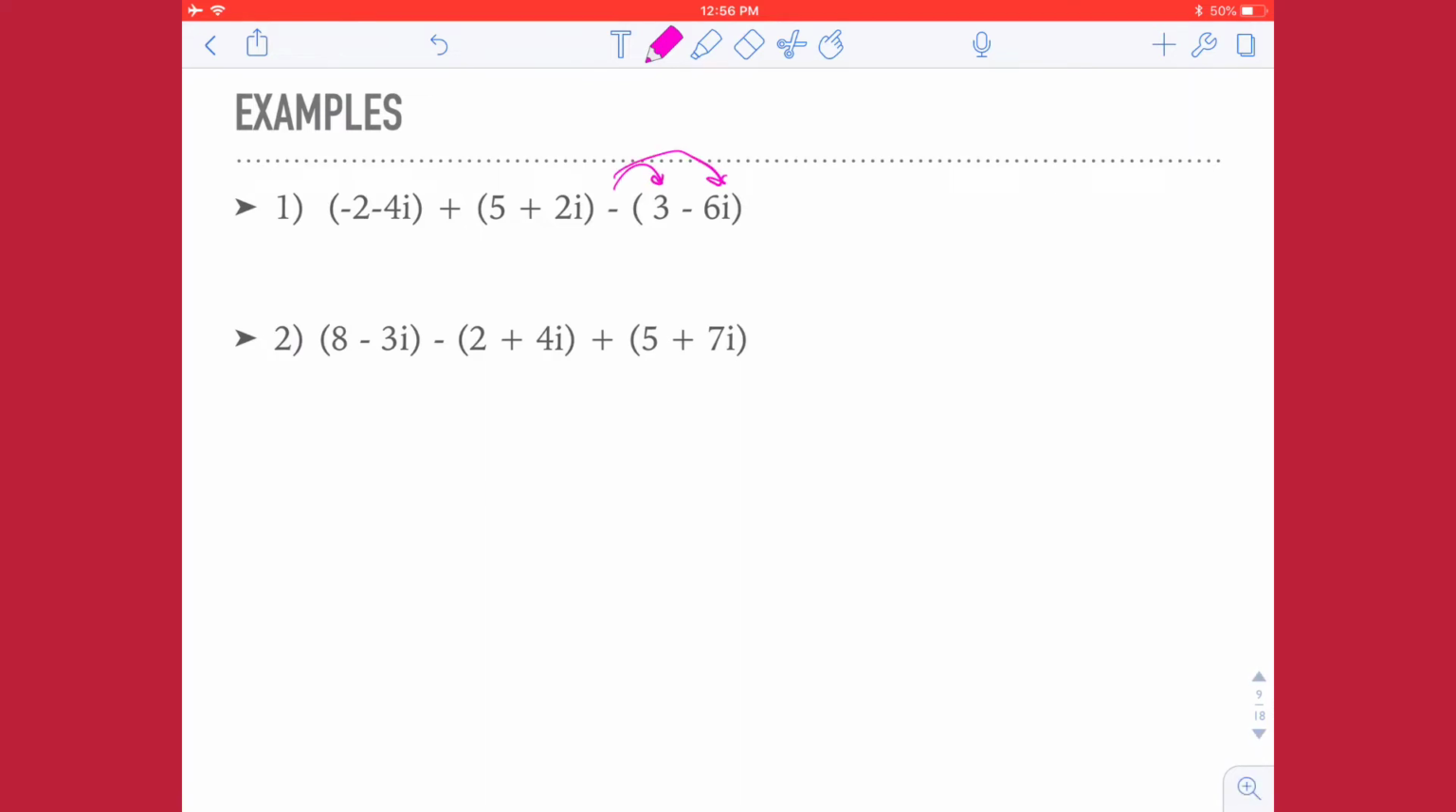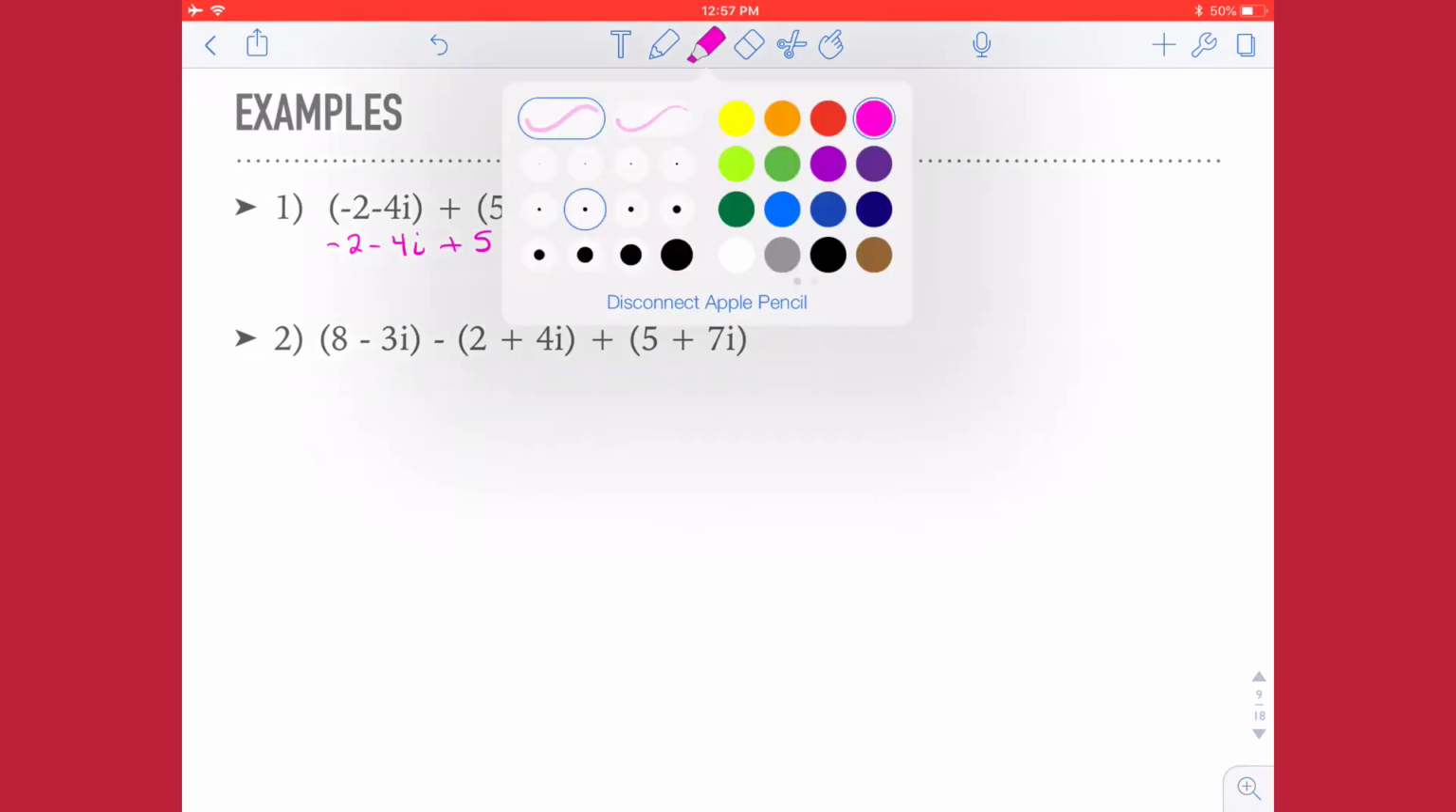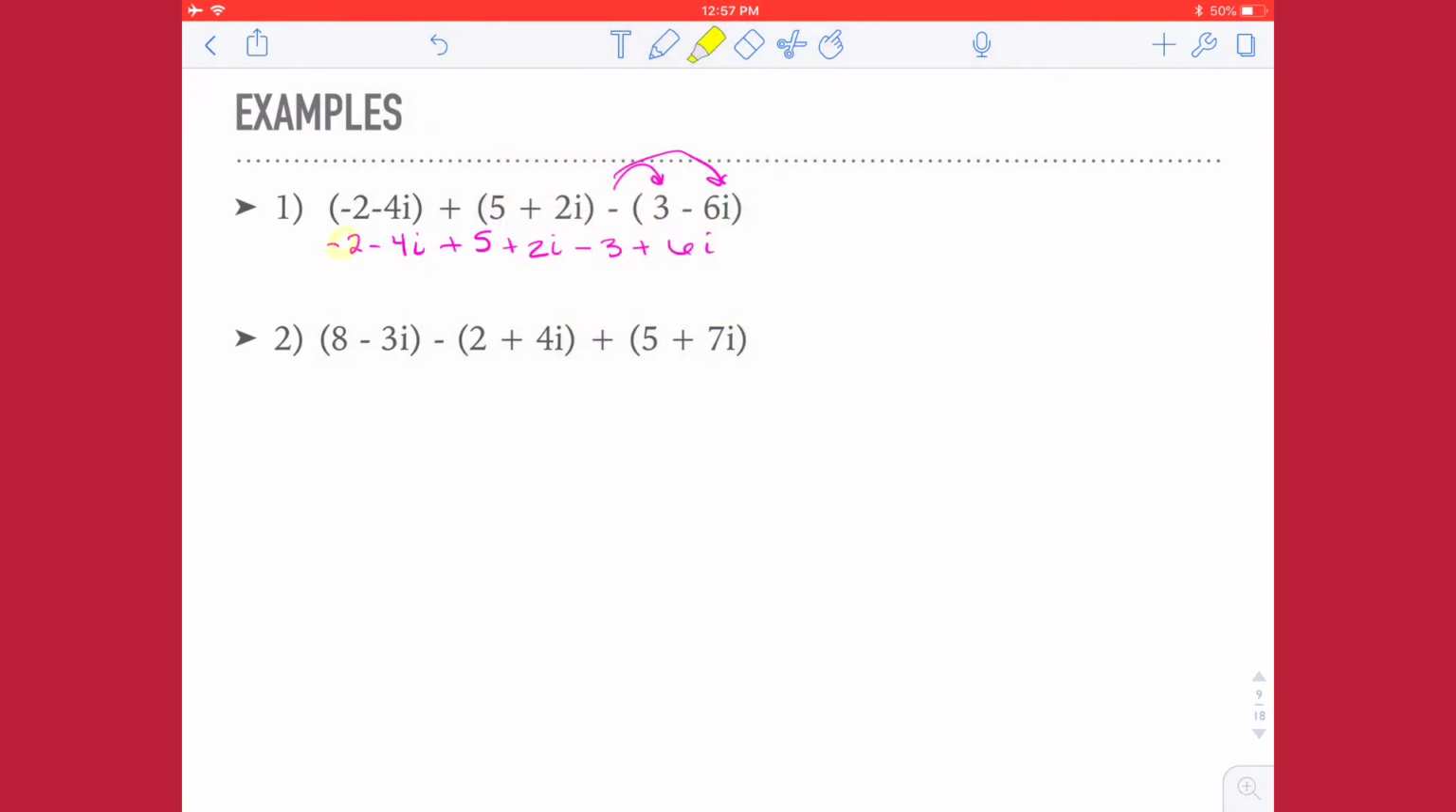So as I go to work out the solution, I notice I have a minus sign, so I'm going to want to start out by distributing that. And I have negative 2 minus 4i plus 5 plus 2i, and then a minus 3 and a plus 6i. And so I'm going to begin by adding my real parts, which are negative 2, positive 5, and a minus 3, and that actually ends up getting me 0.